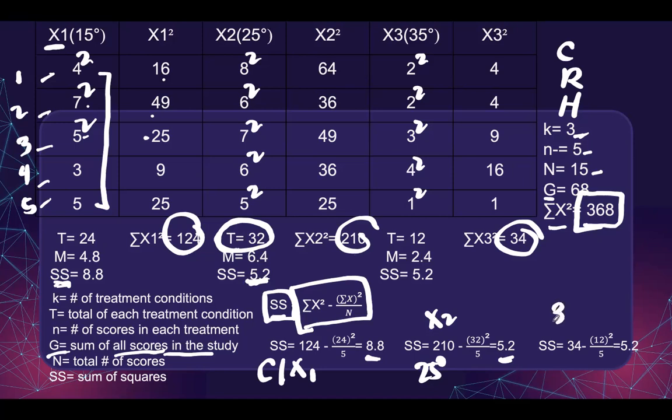And then the same on the third condition, temperature. The hot, or the 35 degrees Celsius. So the 34, we got that from the sum of the squares of the scores in the hot condition, minus the 12. 12 is the total of the scores on the hot temperature, and you square that, divided by 5. We will get 5.2. Okay, remember class, this is only the sum of squares that we have computed.